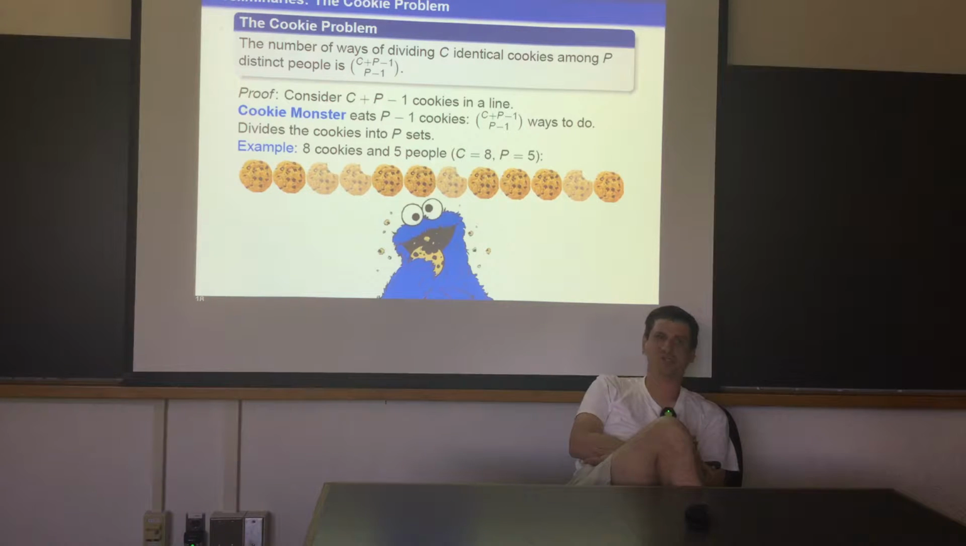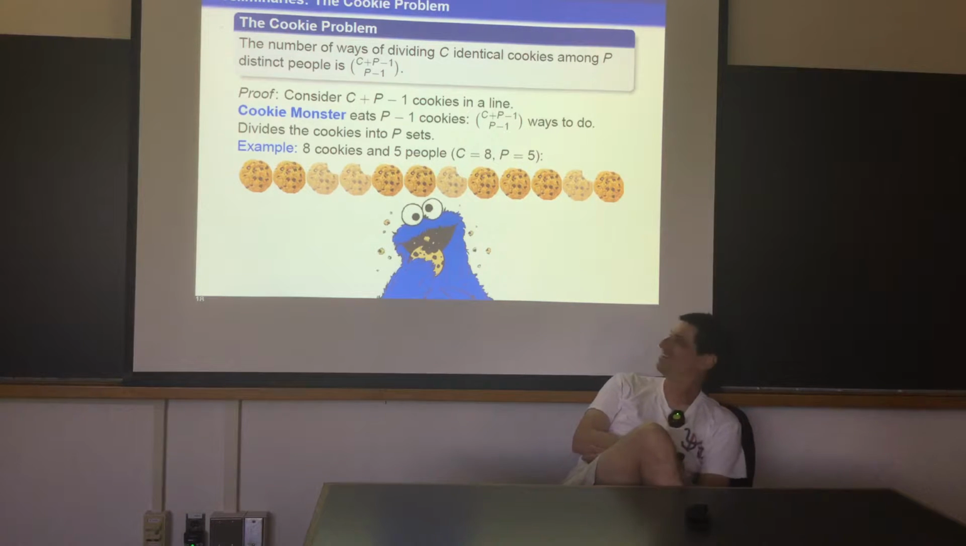It's also called the stars and bars, but then you can't justify using money to buy a Cookie Monster. You could buy stars and bars, but that's not nearly as much fun.